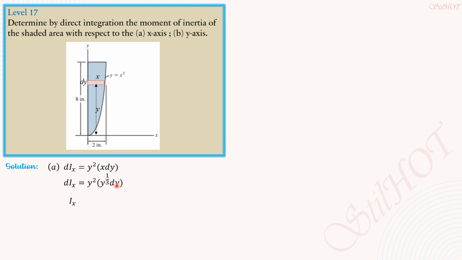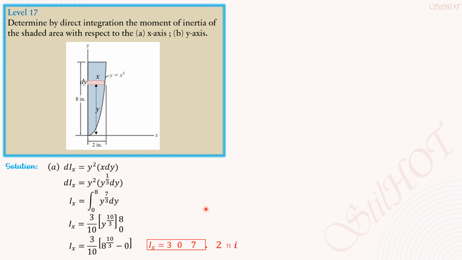Ix therefore is the integral of y to the 7/3 dy. By the way, the variable of integration is y, so the limits will be from 0 to 8. The integral of y to the 7/3 is y to the 10/3 over 10/3, so Ix is 3/10 times y to the 10/3 from 0 to 8. So Ix is 3/10 of 8 to the 10/3 minus 0 to the 10/3, which is just 0. Using the calculator, Ix is 307.2 inches to the fourth.